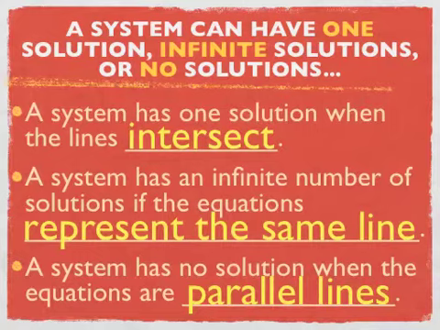So one solution when the lines intersect, like the examples that we've just done. It has infinite solutions when you have two equations that represent the same line. And then it has no solution when the equations are parallel lines. Remember, parallel lines are going to have the same slope and a different y-intercept.